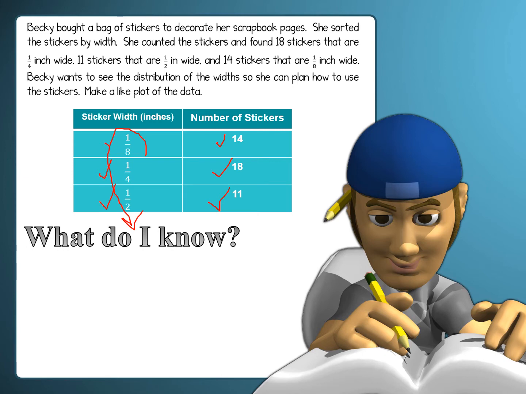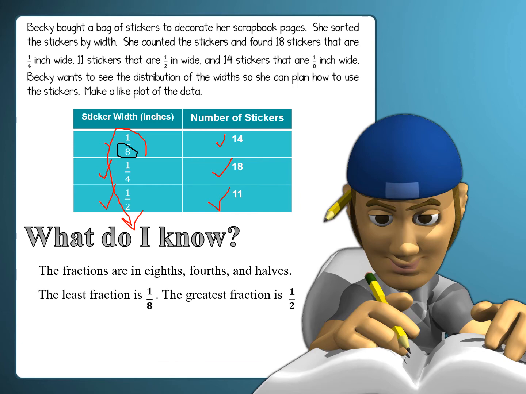So what do I already know? I know that fractions are in eighths, fourths, and halves. So because I know that, my smallest size or my smallest denominator, really, because this is the one that's going to be the smallest pieces, is 8. So I'm going to break my number line into eighths. So the least fraction is 1/8, the greatest fraction is 1/2. My line plot needs to be labeled in eighths. So I already know this.